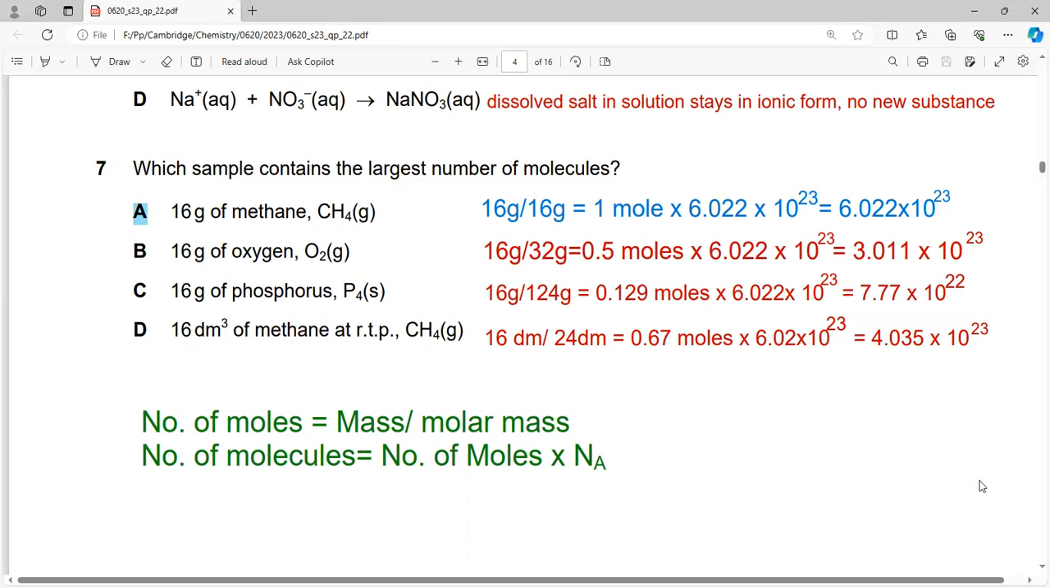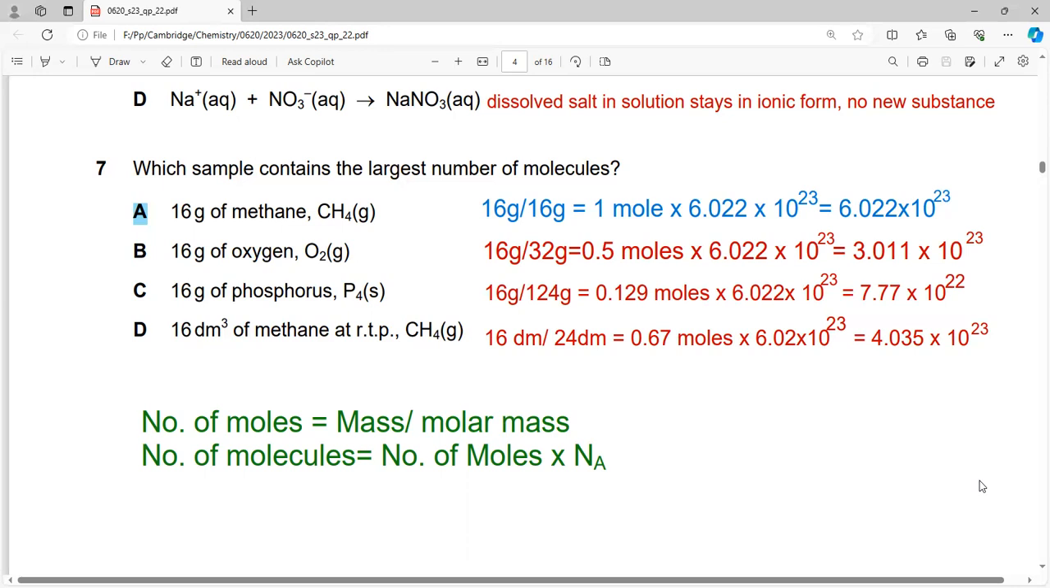In the same way, we get the number of particles for 16 grams of oxygen. So 16 divided by the molar mass 32 gives us 0.5 moles, which we multiply with the Avogadro number, and we get 3.011 times 10 raised to the power 23. As compared to A, this is half the number.